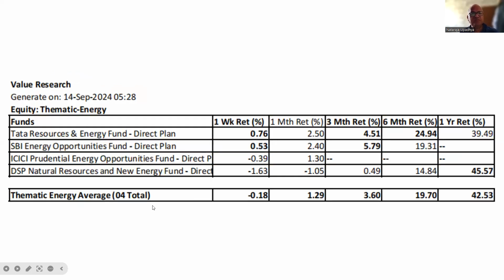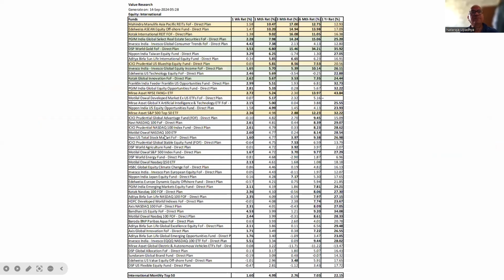Next we are going to energy funds. There are 4 funds. They are not doing well. None of them in green or in amber. Negative return for the week, very low return for the month and 3 months basis. So there is nothing much to talk about when it comes to energy funds.